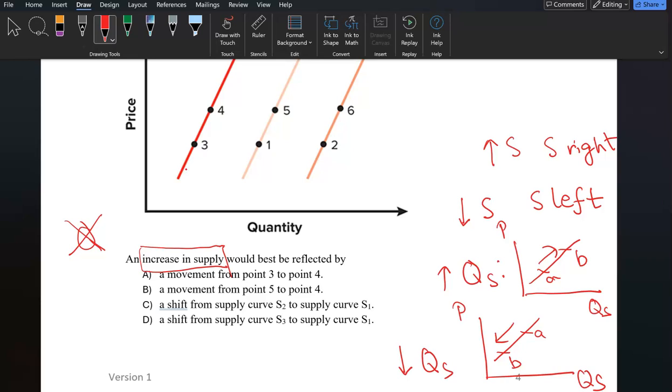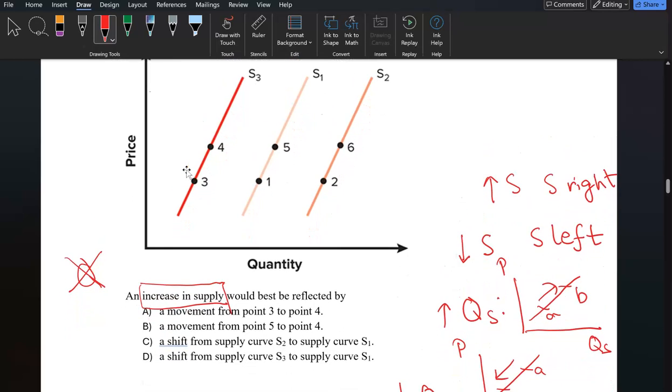Choice 1, point 3 to 4 is an increase in quantities supplied. 5 to 4 is a decrease in quantity supplied. S2 to S1 is a decrease in supply. S3 to S1, the supply curve is shifting to the right. That's an increase in supply, and that's the answer to our question.